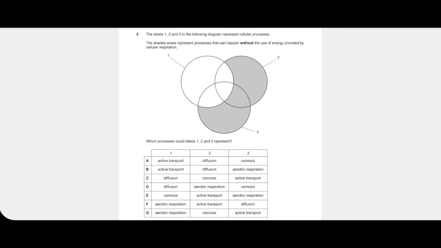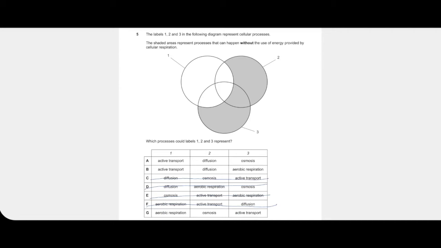So circle number 1 can be active transport or aerobic respiration. It cannot be diffusion or osmosis because they're passive, they don't need ATP. So we could straight away eliminate C, D, and E. Now moving on to section 2, that's a passive process, so therefore it doesn't require ATP. Straight away we could eliminate F because that is an active process, and diffusion and osmosis is passive.